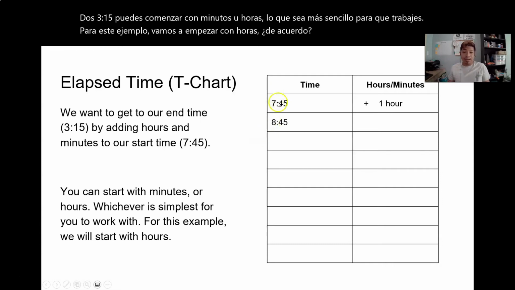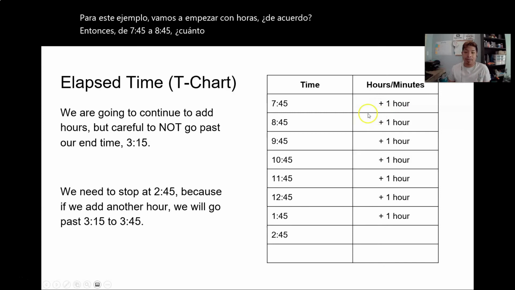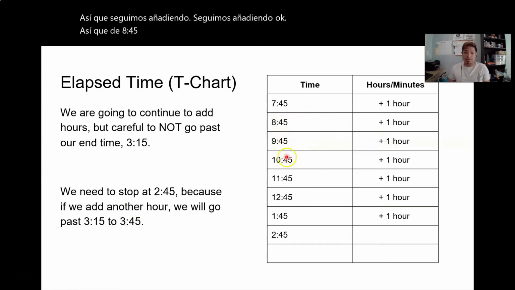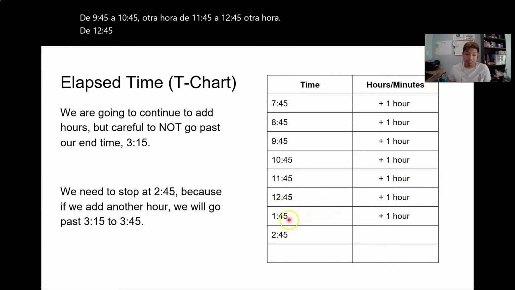So from 7:45 to 8:45, how much time passed? 1 hour, okay? So we keep adding, okay? So from 8:45 to 9:45, another hour. From 9:45 to 10:45, another hour. From 11:45 to 12:45, another hour. From 12:45 to 1:45, another hour. From 1:45 to 2:45, another hour.